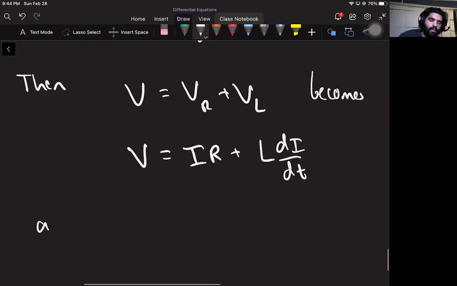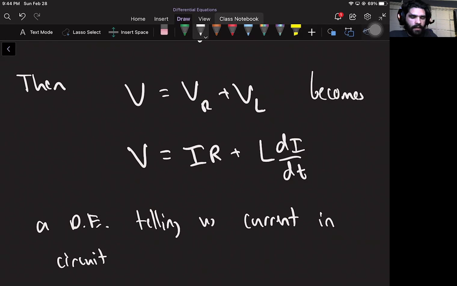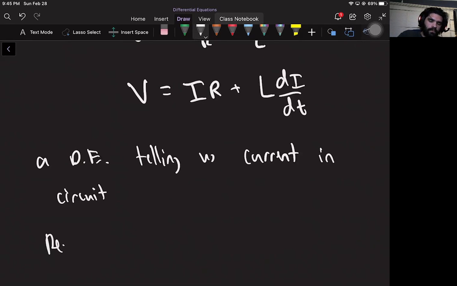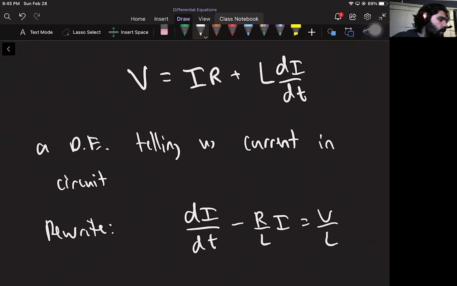So this is a differential equation telling us the current in the circuit that I drew before. And this is a linear one, so I can rewrite it as, let's see, so I want di dt alone, so I have to divide by that L, di dt plus R over L I equals V over L. I believe that is what I want. Let me just check. Yes, okay, good.